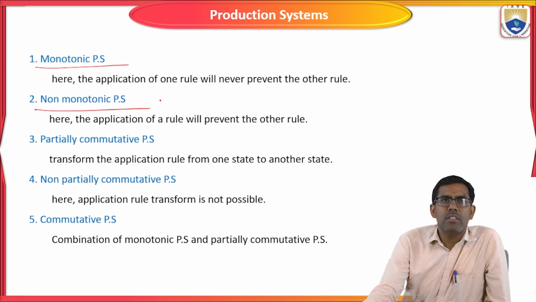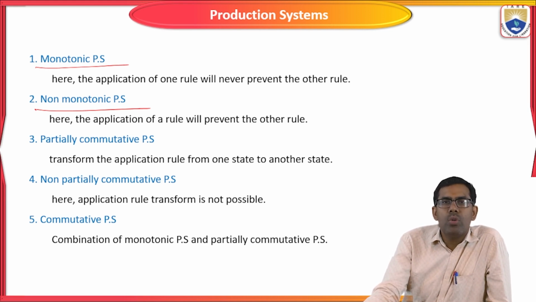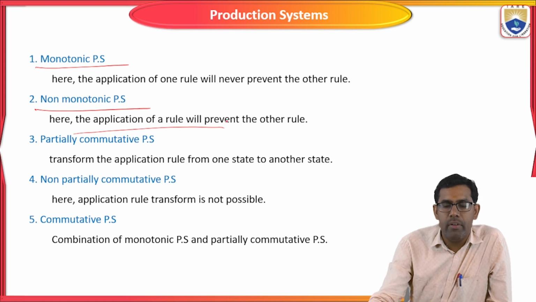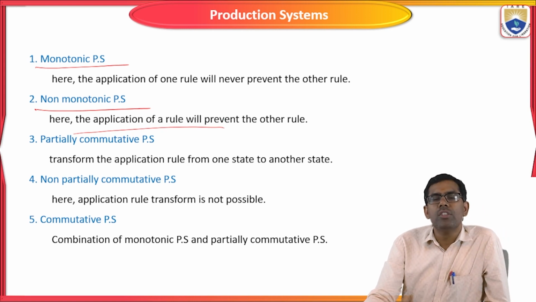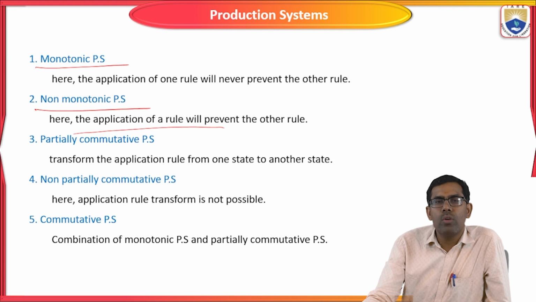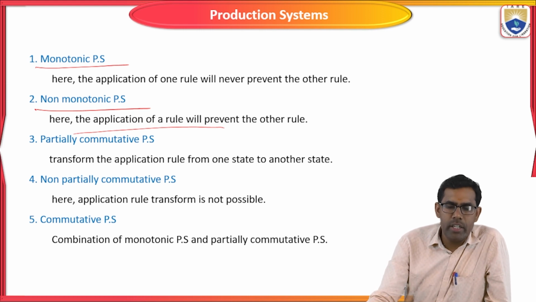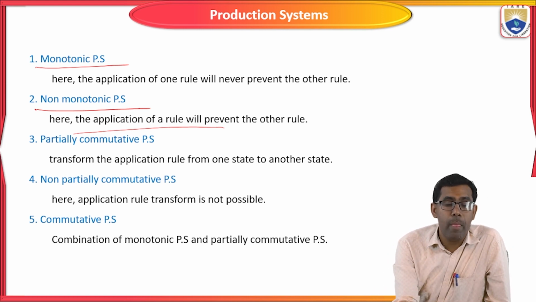The second one is the non-monotonic production system. If you are fixing one rule for a particular application in the production system, it should be followed. The other rules will not be supported; they will not prevent the current rule. The application of a rule will prevent the other rules, so it will not allow you to go for other rules. If you are giving one rule, you have to follow it until completion of the problem statement. That is the non-monotonic production system.